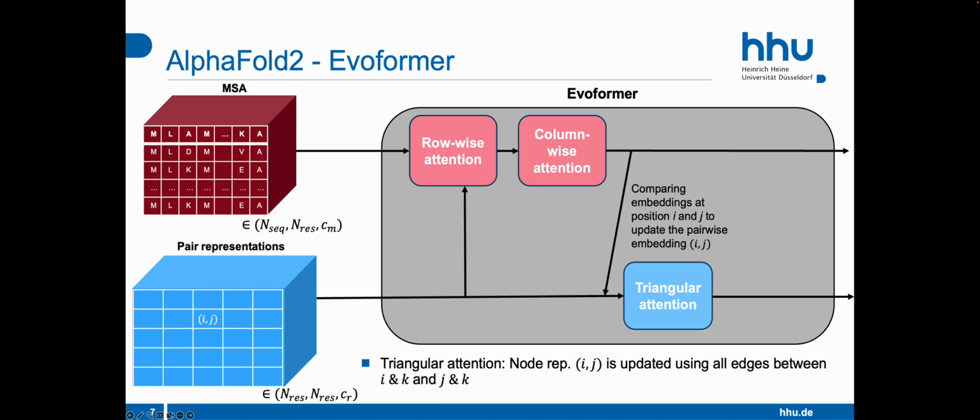After the triangular attention is applied, we have an updated MSA representation and an updated pair representation. These are then used as the input for the next AlphaFold block. In the AlphaFold 2 model, there is a total of 48 such blocks.